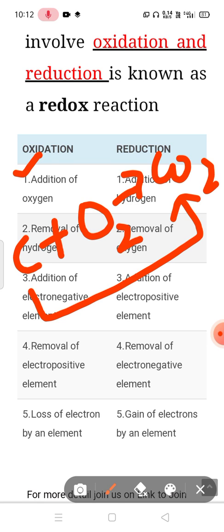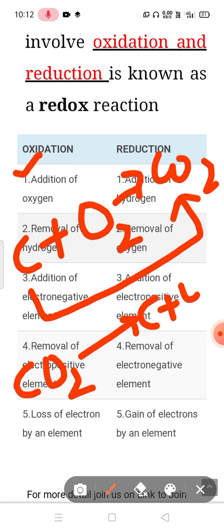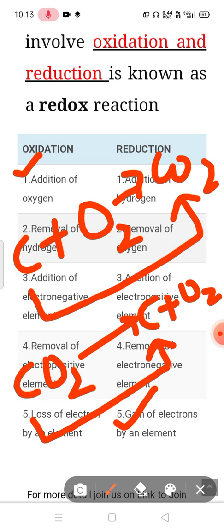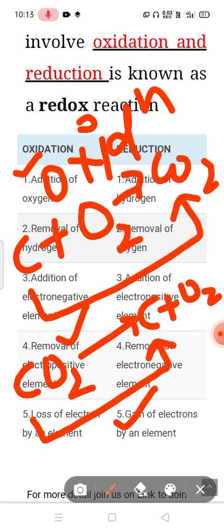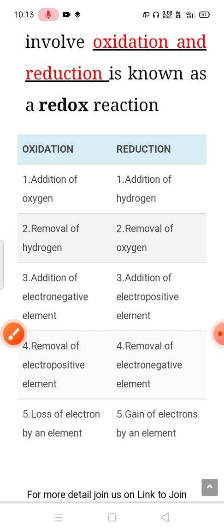Okay, but in the case of removal of oxygen, suppose CO2 is decomposed, it converts into C plus O2. In this reaction, the conversion from CO2 to C takes place. That means removal of oxygen takes place here. The first reaction shows the oxidation reaction, while the second reaction shows the reduction reaction. Clear? This is the basic difference on the basis of addition and removal of oxygen.